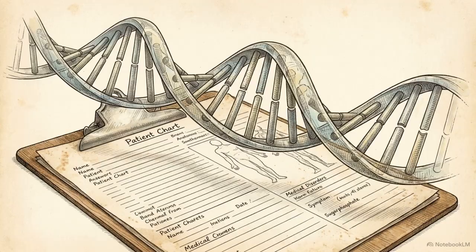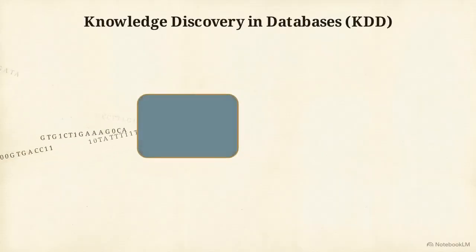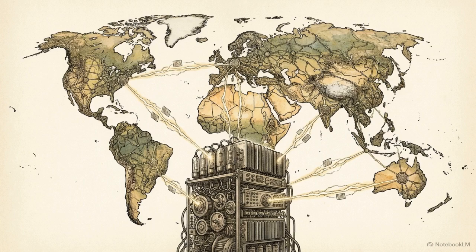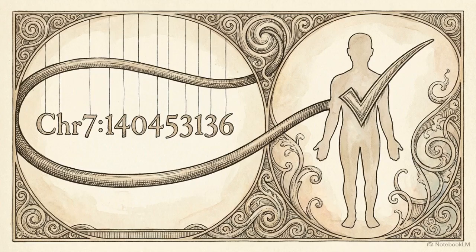With the specific mutation extracted, the focus shifts to finding its clinical meaning. This is where the knowledge discovery in databases process begins. The patient's raw sequence data is integrated and transformed into actionable insights. The database cross-references the patient's specific mutation against massive global repositories of clinical oncology data. A specific mutation is just a coordinate until the system connects it to historical medical outcomes.